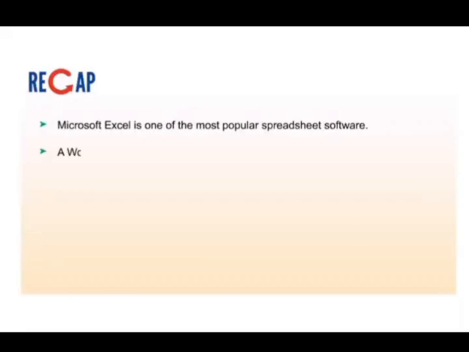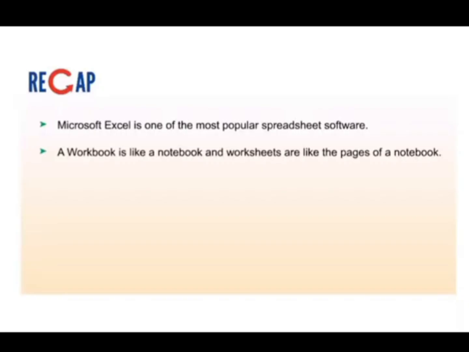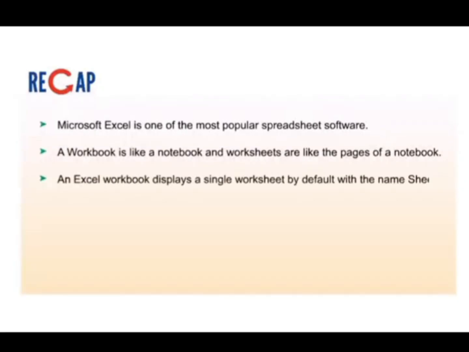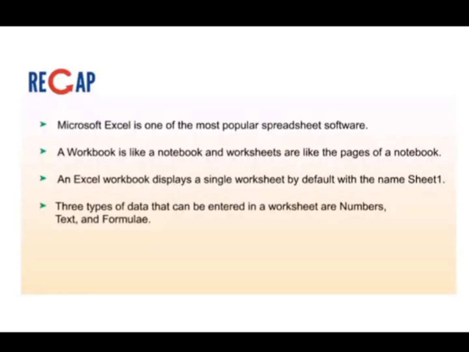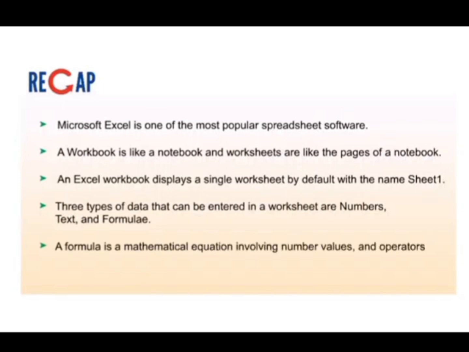Students, let's go through the recap of this chapter. Microsoft Excel is one of the most popular spreadsheet software. A workbook is like a notebook and worksheets are like the pages of a notebook. An Excel workbook displays a single worksheet by default with the name Sheet 1. 3 types of data can be entered in a worksheet, such as numbers, text, and formulae. A formula is a mathematical equation involving number values and operators used for performing calculation on a worksheet.